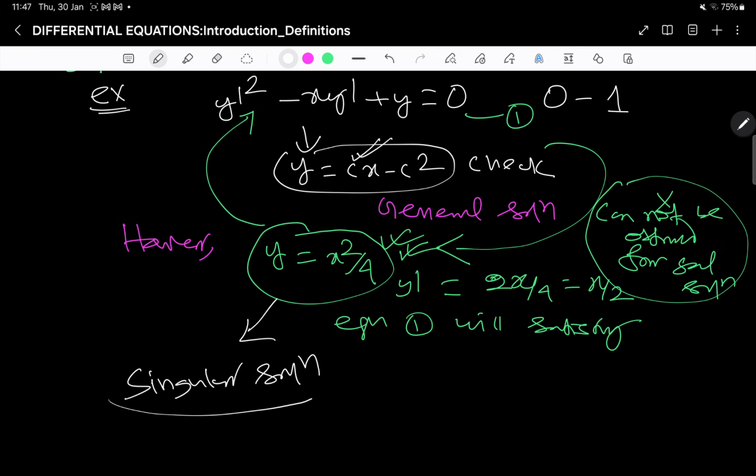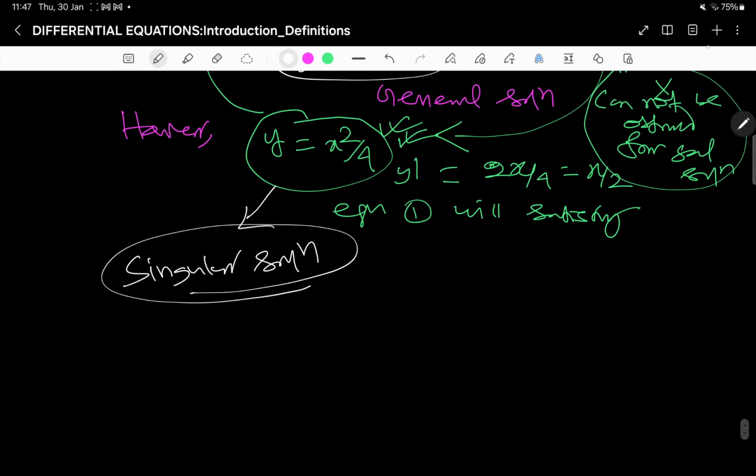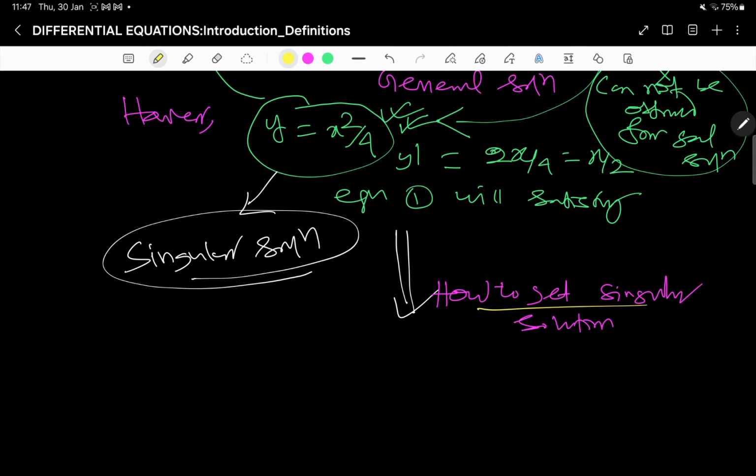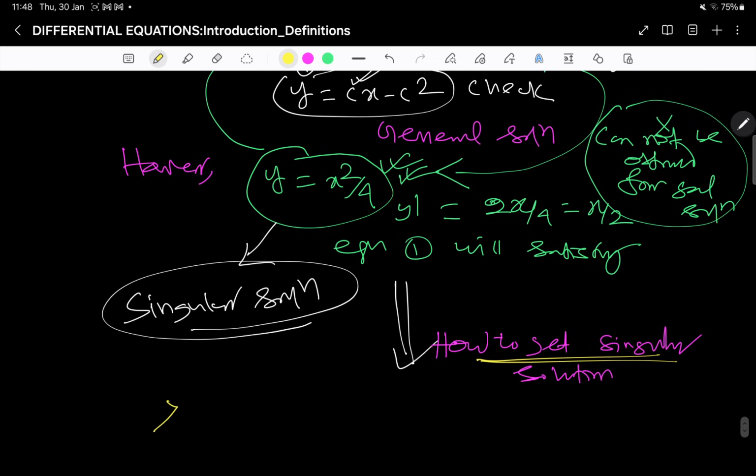So how are these singular solutions basically obtained? We know how to find the solutions, and we see that this is a solution. Now the question is how to get the singular solution. So what to do? We just consider the given equation. Let it be f. Let f be the given equation y dash square minus xy dash plus y is equal to 0.